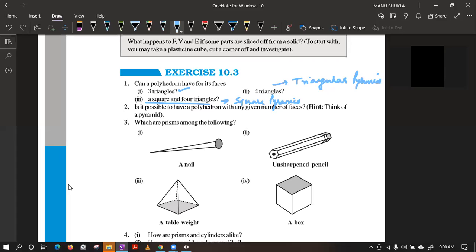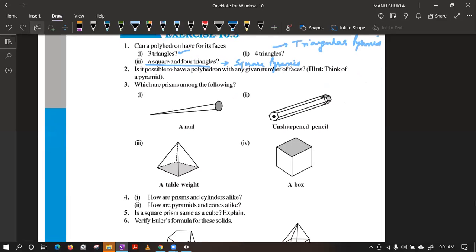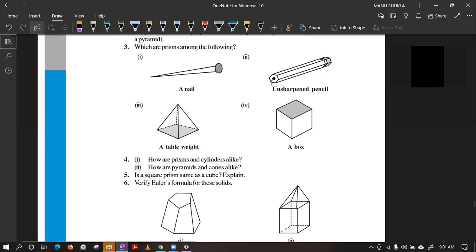Fine. Question number 2, is it possible to have a polyhedron with any given number of faces? Think of a pyramid. Not possible. We have to check actually. Then only it will be a polyhedron. Good.